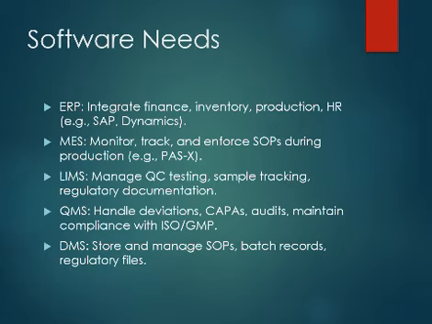Software needs of aspirin production. The enterprise resource planning integrates finance, inventory, production, and human resource. The manufacturing execution system monitors, tracks, and enforces standard operating procedures during production. The laboratory information management system, which is LIMS, manages quality controls, testing, sample tracking, regulatory documentation. QMS, which is quality management system, handles deviations.